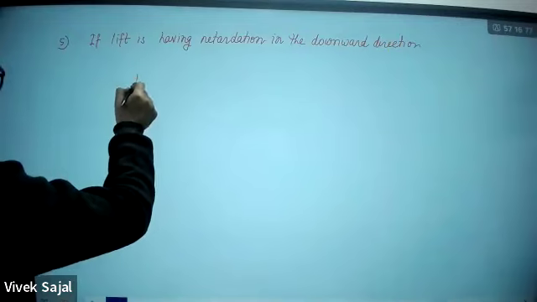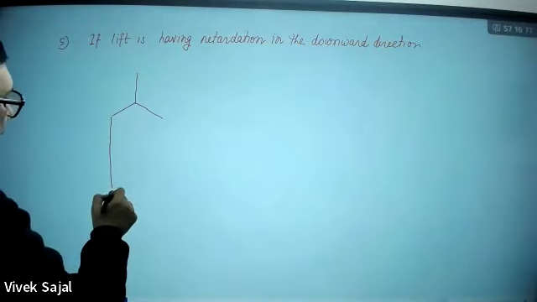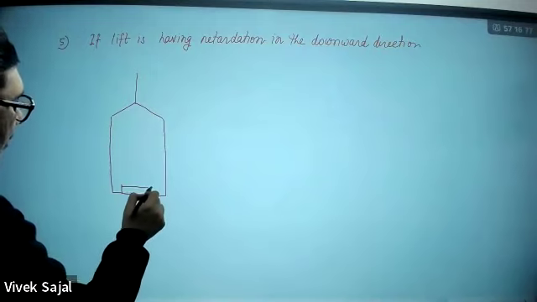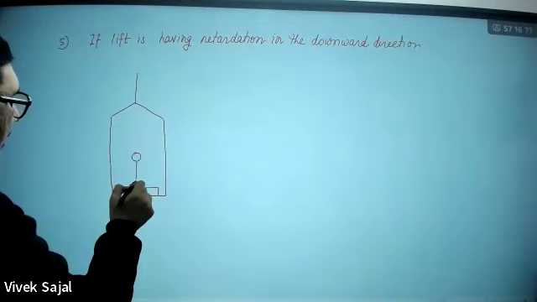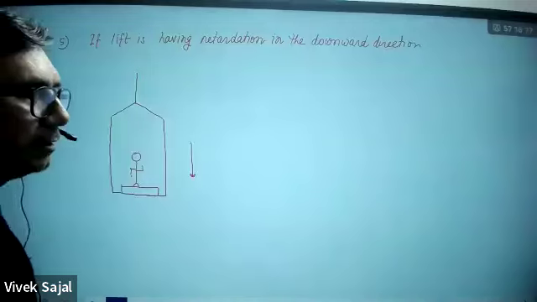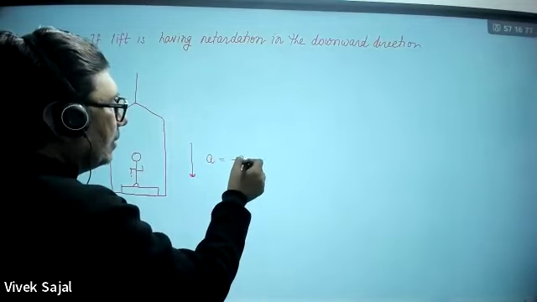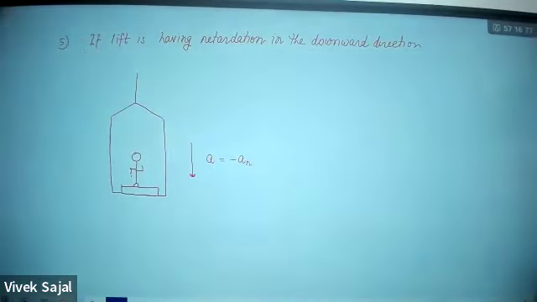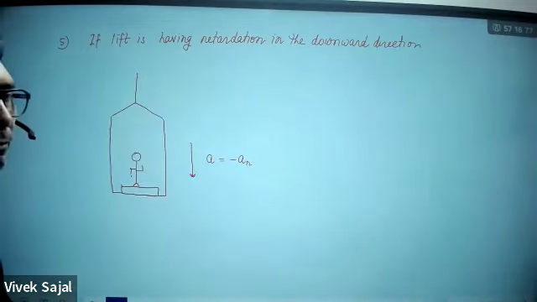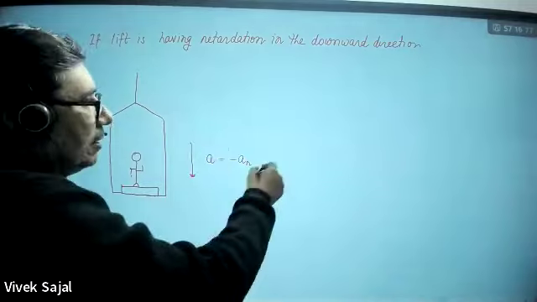So basically, what you are saying, the lift is moving in the downward direction, but its acceleration is negative. Here, this is a weighing machine. A person is standing here. It is having a retardation here. So what is the acceleration here? Acceleration is minus whatever retardation is here, a_R. I'm writing minus because in this question it is given that it is retarded in the downward direction. And what will be the normal reaction if a is in the downward direction?